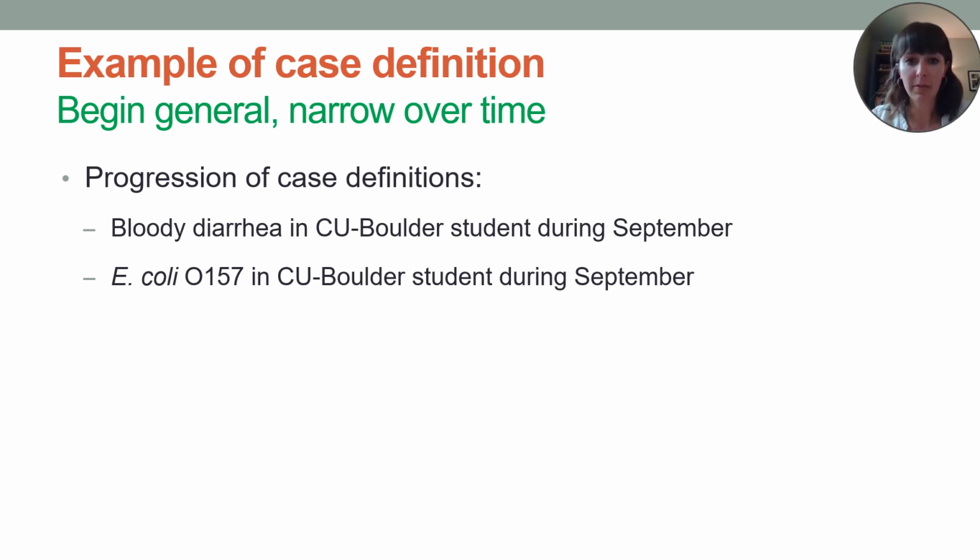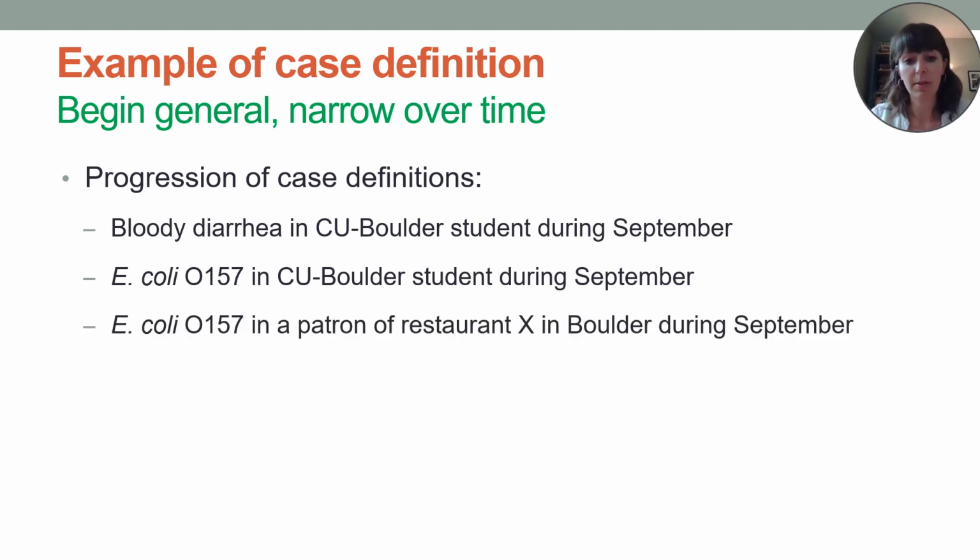Upon further investigation, we found that this party attended by the ill students had been catered by a local restaurant. In fact, other restaurant patients were also ill with E. coli 0157. So the definition was then no longer restricted to just students. Now the case definition was E. coli 0157 in a patron of the specific restaurant in Boulder during September.